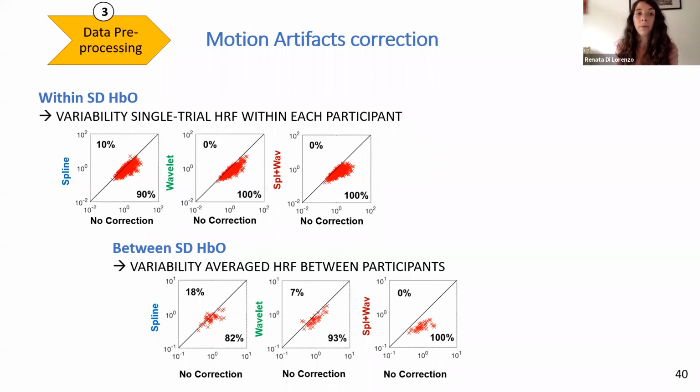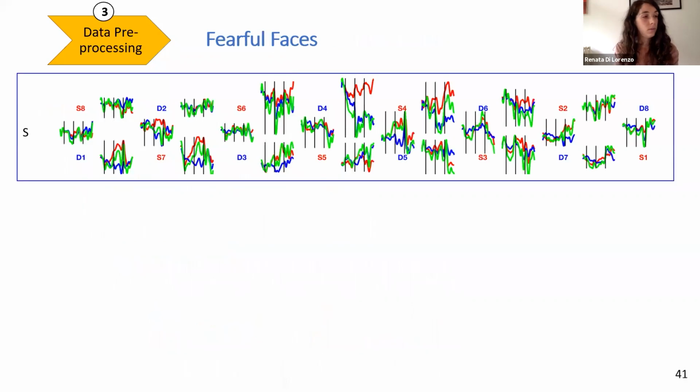So I want to show you what happened to my real data when I applied one of these processing streams alone and in combination. So here you see responses to fearful faces, faces expressing fear, and I applied only spline here. What you see is all the channels I had, where D stands for detector and S stands for source. Here you have all the channels. These are more occipital, temporal, and frontal channels.